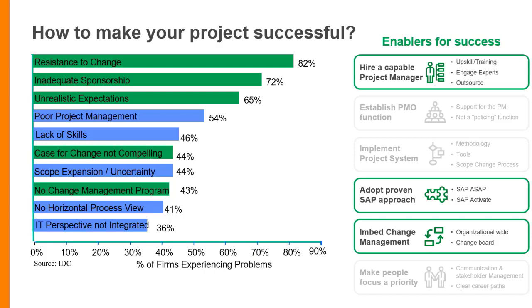We should also adopt a proven SAP approach. Why? Because those proven approaches normally have SAP or change management tailored for SAP projects built in. We also want to make sure we embed the change management organizational wide. So these 3 enablers will help us address the 5 green highlighted areas on the left.